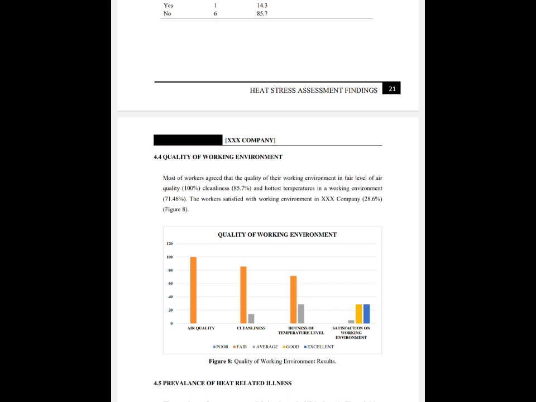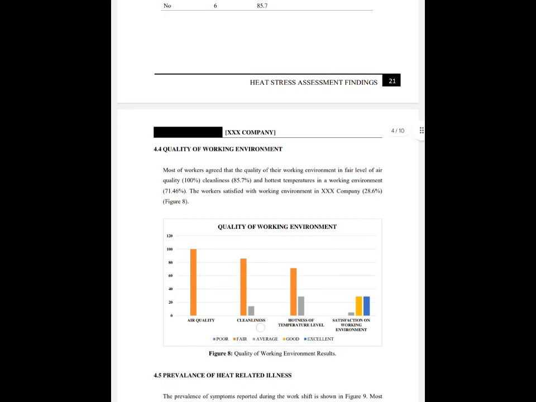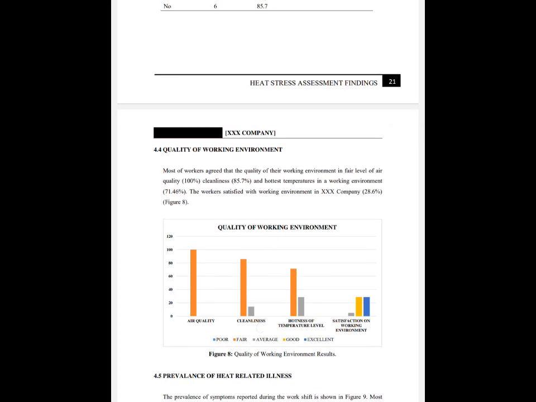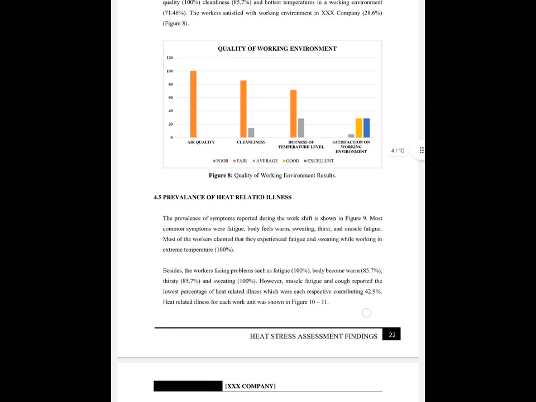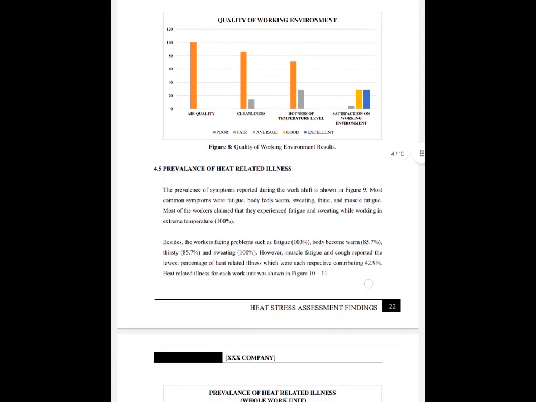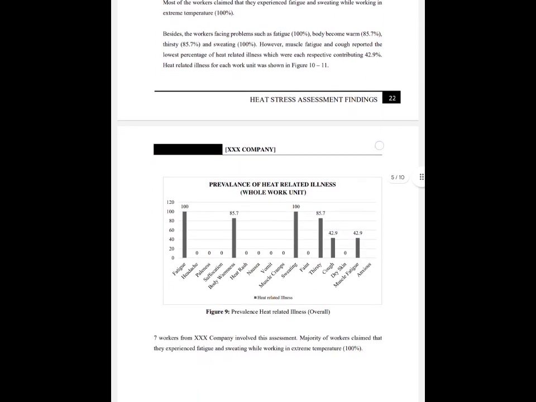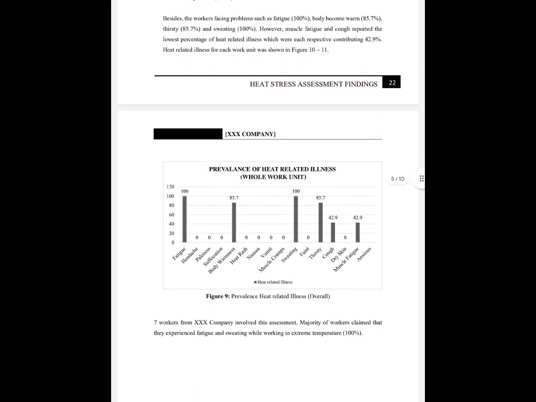So here we can see the quality of working environment is based on the air quality, cleanliness, hotness, and satisfaction with the working environment, and also talking about the prevalence of heat related illness. From this figure, we can see most of them are talking about fatigue and sweating, and the majority are body warmness and thirst.